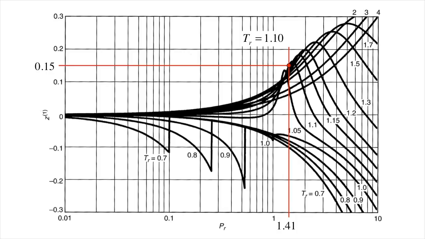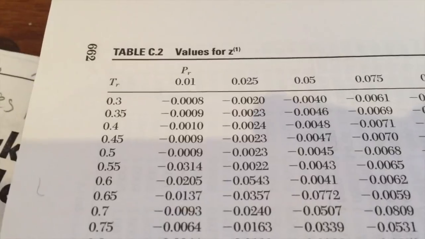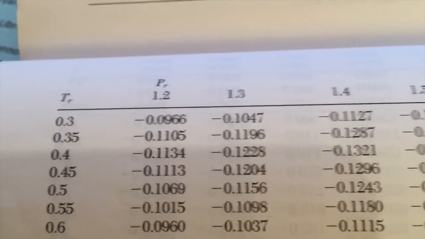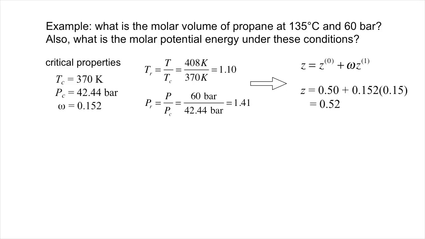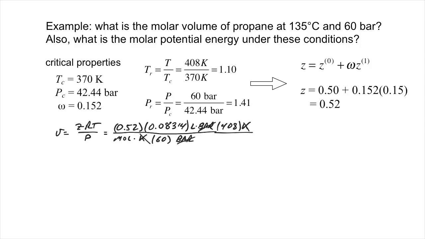Unfortunately, it's a bit hard to tell Z1 accurately from the graph, so in this case, it's probably a good idea to confirm this by going to the tabulated values for this function in the back of the textbook and checking. Sure enough, 0.15. Putting this together with the acentric factor, we get Z equals 0.52, somewhat higher than predicted by the van der Waals equation. Plugging in dimensions again, we get a volume of 0.29 liters per mole, which is spot on the value found in the NIST database under these conditions.